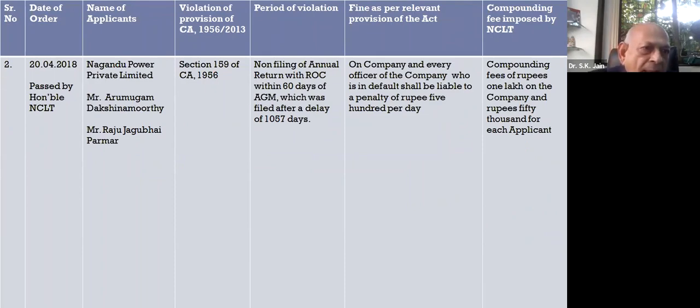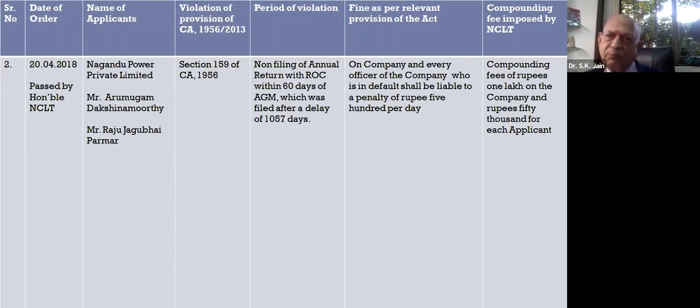Now, in another case, which is passed by Honorable NCLT, Nagendu Power Private Limited and 2 directors, Section 159 of Old Companies Act 1956. The violation was non-filing of annual return with ROC within 60 days. So earlier, the prescribed form was Form 20B. The Form 20B annual return was required to be filed within 60 days of AGM, but it was filed after a delay of 1057 days.